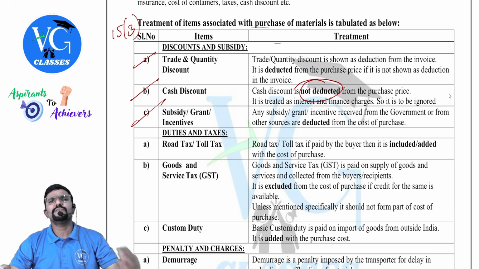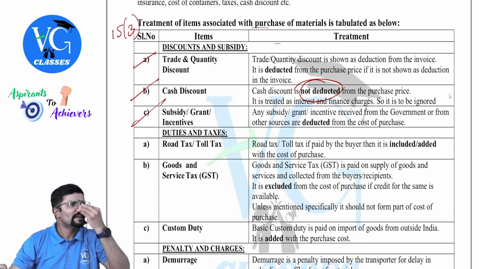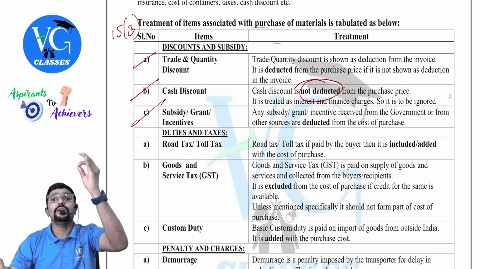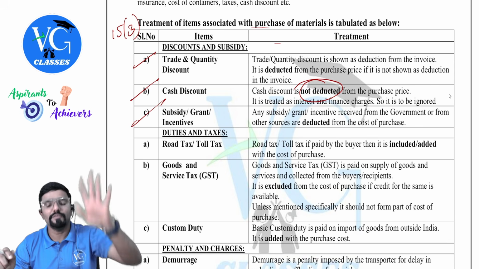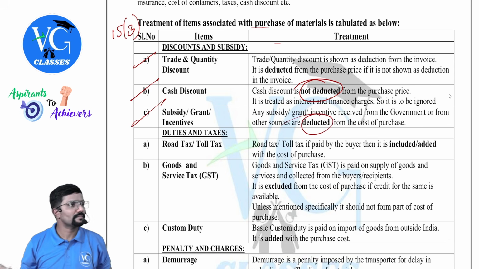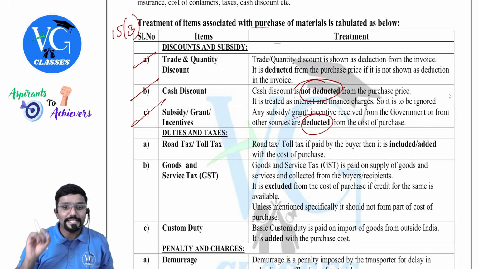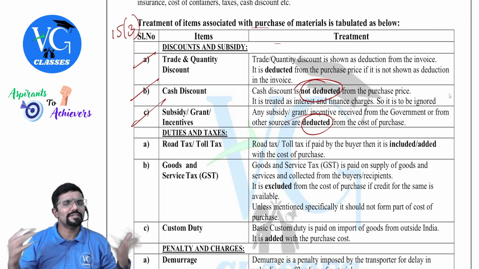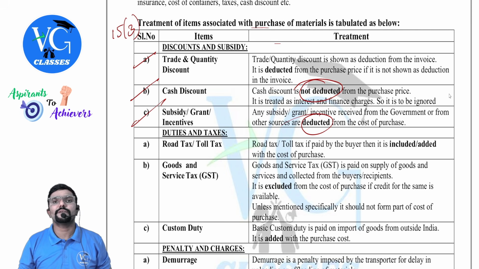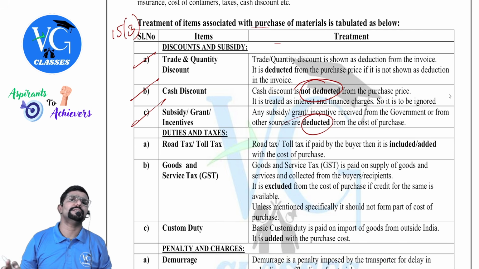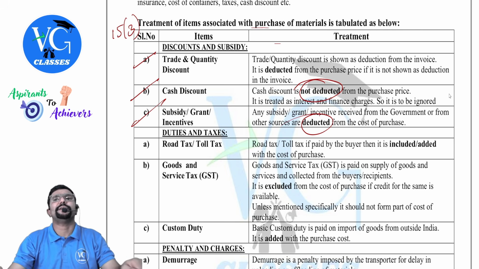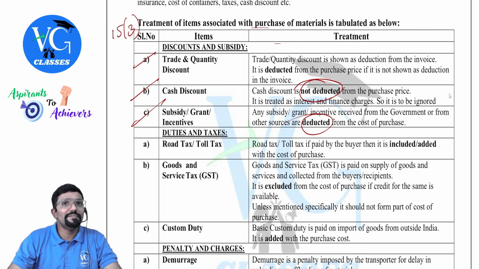Subsidy, grant or incentives received from anyone are deducted. Any subsidy, grant, incentives received from the government or from other sources are deducted from the cost of purchase. Received from anyone has to be reduced.